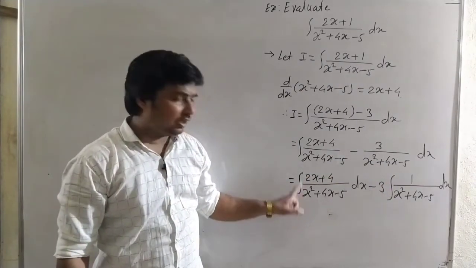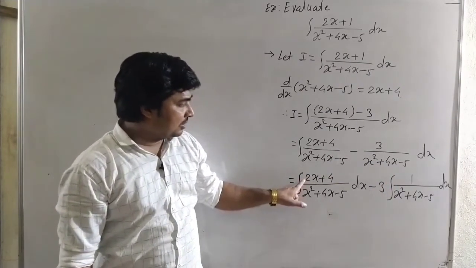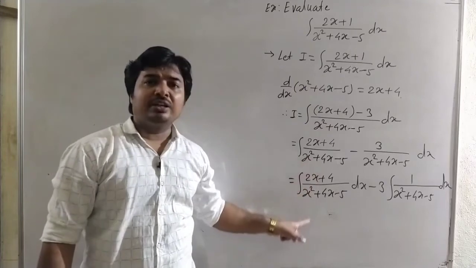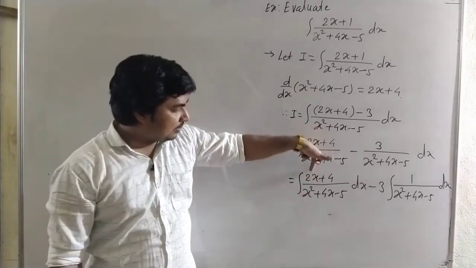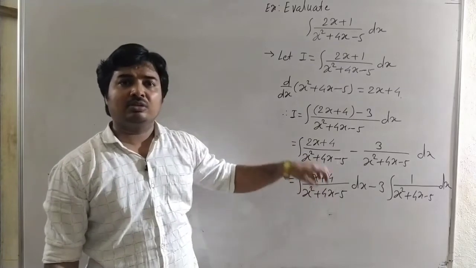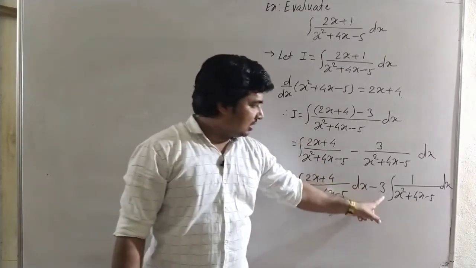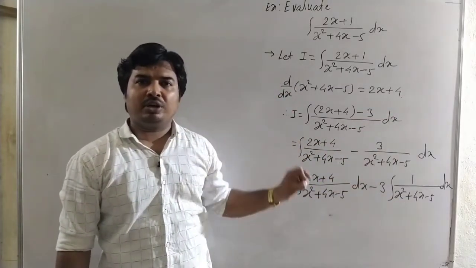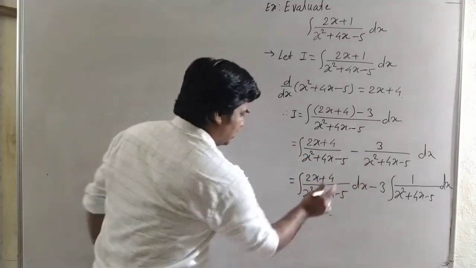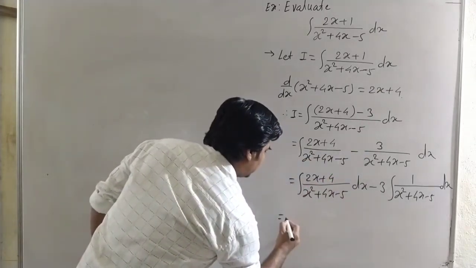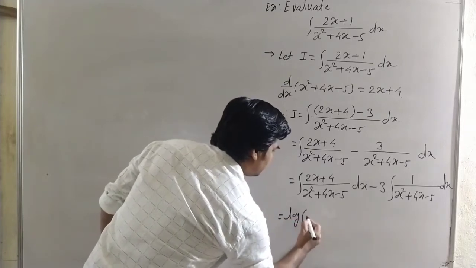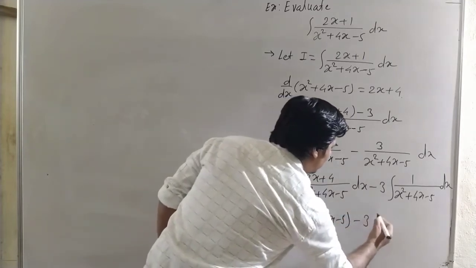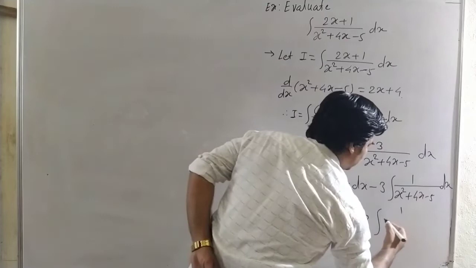Here it is a linear function upon quadratic function, but this linear function is the derivative of this quadratic function, that means f dash of x upon f of x, and we know the integral of this term. We can directly write, the integral of f dash of x upon f of x is log of f of x. And here 3 is a constant, here 1 upon quadratic function, and we know how to solve 1 upon quadratic function by the completing square method. Now this integral we can write directly, it is log of x square plus 4x minus 5, and minus 3 into 1 upon quadratic function.